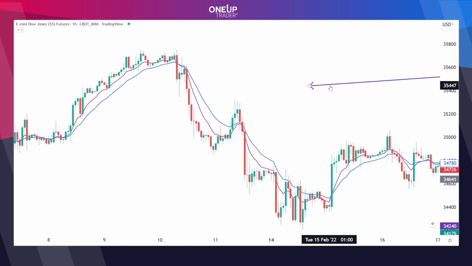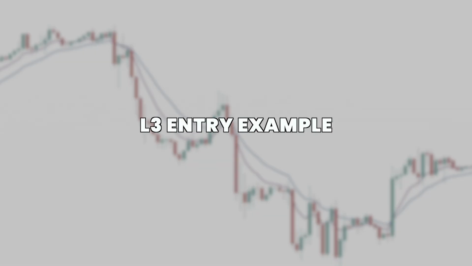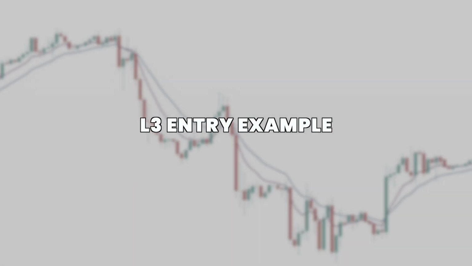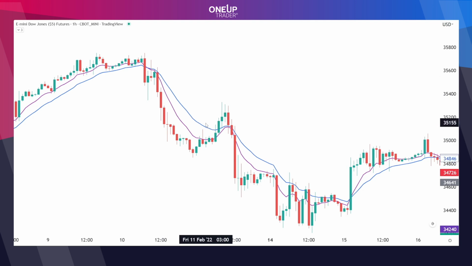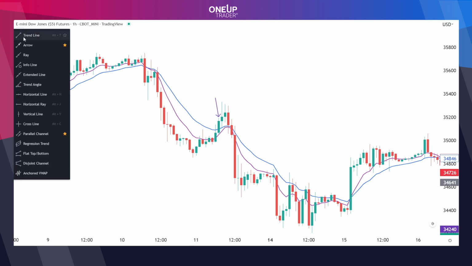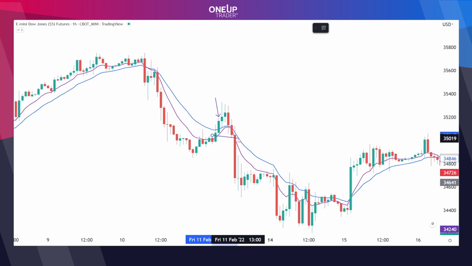And here's another good example of a good L3 entry that we can take. We see that the price retraces into the moving averages, and the blue EMA, which is our 18, the first candle that closes above it is this green one. So this green candle is going to be looked at as our entry candle. And from here, what we do, we place our sell stop below that.